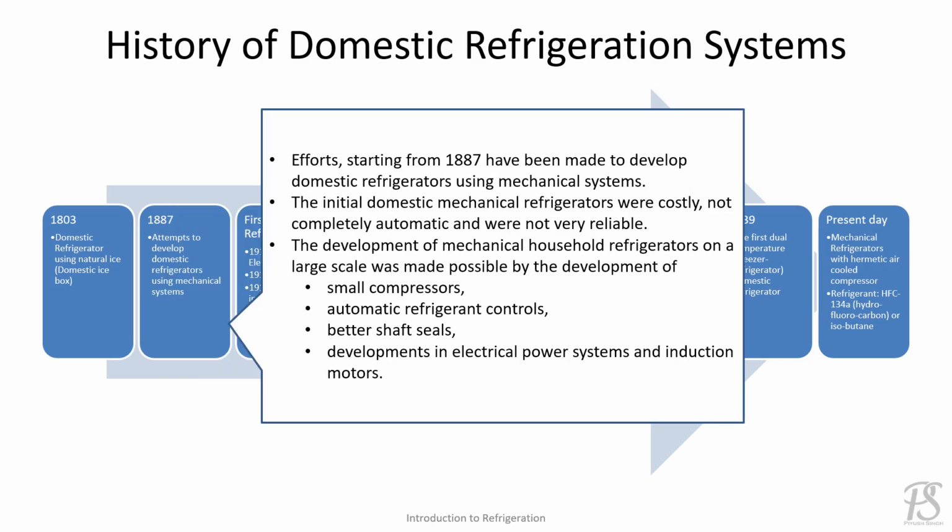Efforts starting from 1887 have been made to develop domestic refrigerators using mechanical systems. The initial domestic mechanical refrigerators were costly, not completely automatic, and not very reliable. The development of mechanical household refrigerators on a large scale was made possible by the development of small compressors, automatic refrigerant controls, better shaft seals, development in electrical power systems, and induction motors.